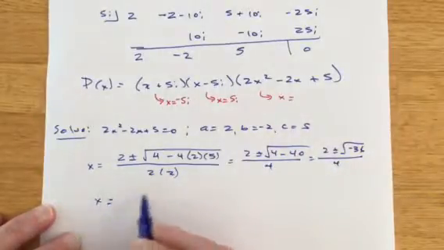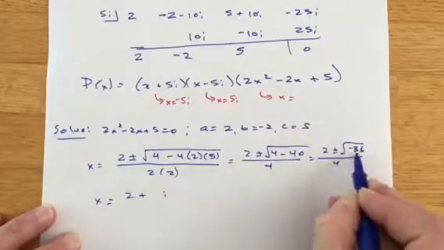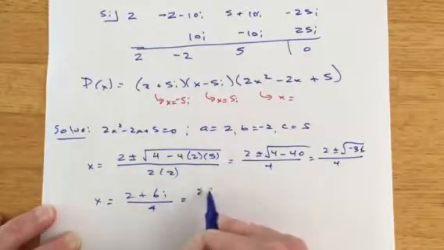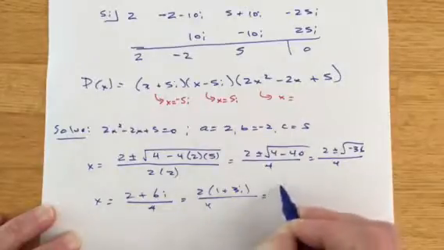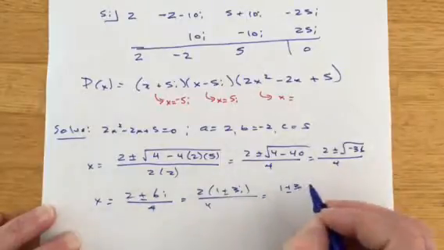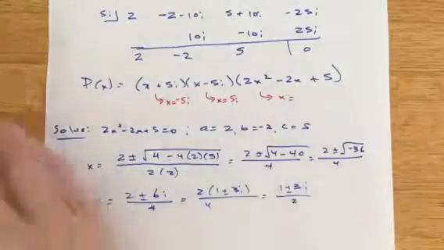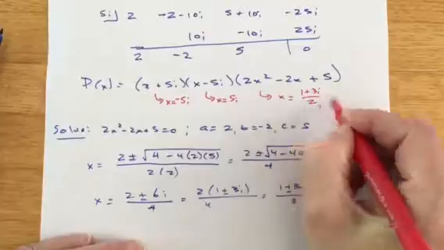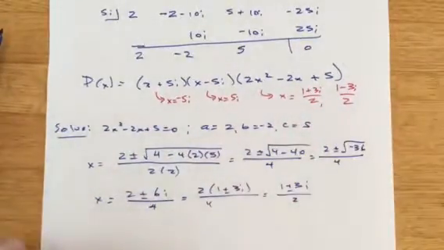We'll clean up just a bit more here. So obviously the negative comes out as an i. Square root of 36 is 6. And then we can factor out a 2 to do a cancellation. So we get 1 plus or minus, sorry, I lost my minus there. 1 plus or minus 3i all over 2. Okay, and so our other two zeros would be 1 plus 3i over 2 and 1 minus 3i over 2. And those would be the 4 zeros.